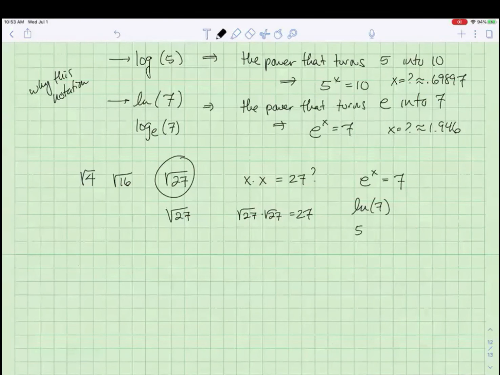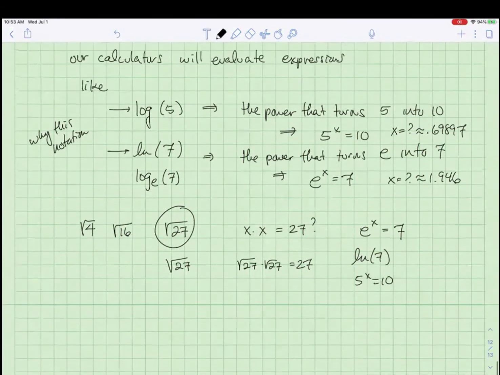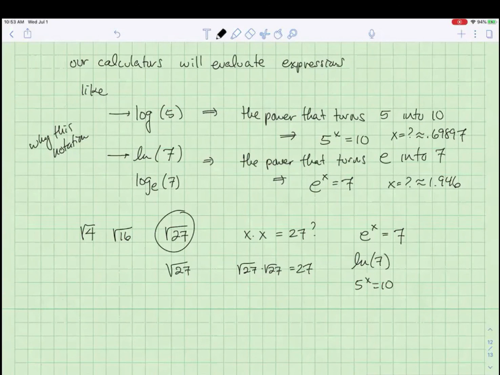There's a number out there that turns 5 into 10. It's not 2. It's not 1. It's some number. Whoa, what did I write? This is backwards. The power that turns 10 into 5. Anyway, there is some power out there that will do this, the power that turns 10 into 5. I don't know what it is. We call that log base 10 of 5 or log of 5.